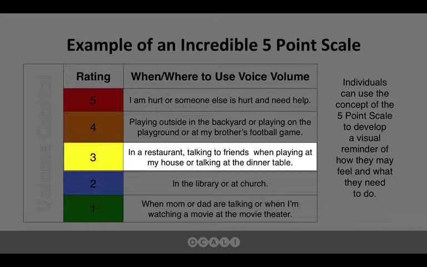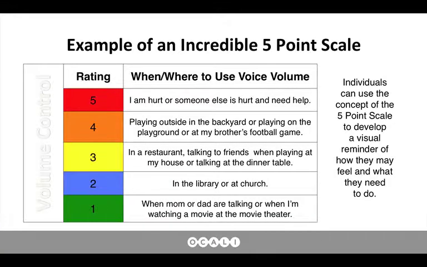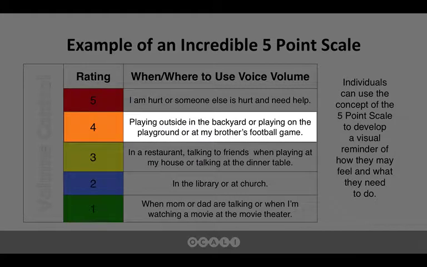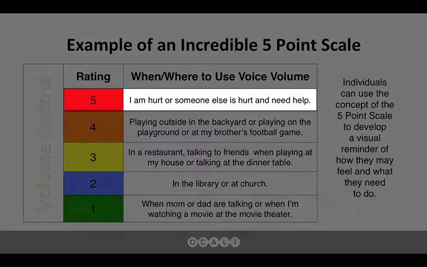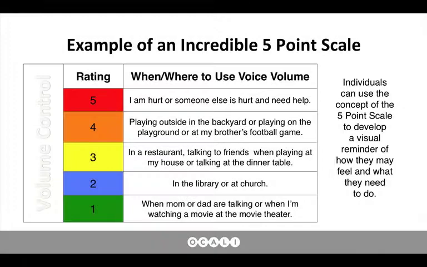For example, when I'm at a restaurant or when I'm talking to my friends at my house or when I'm talking at the dinner table. The 4 equals loud voice, such as when I'm playing outside in the backyard or playing on the playground or at my brother's football game. 5 equals very loud voice, also called screaming, such as when I'm hurt or someone else is hurt and needs help. This scale can be used for children or modified for older individuals.